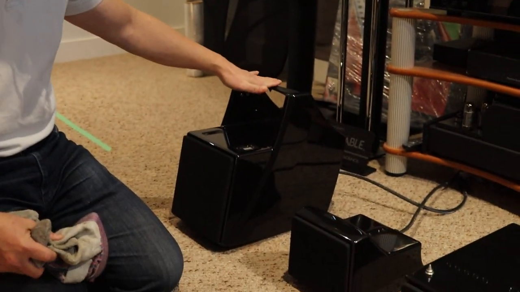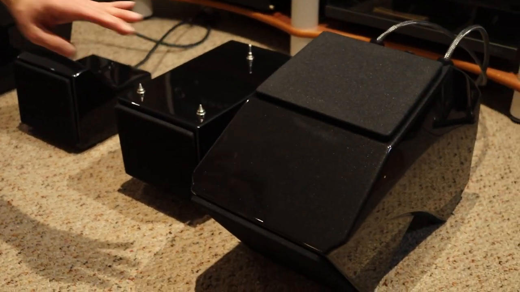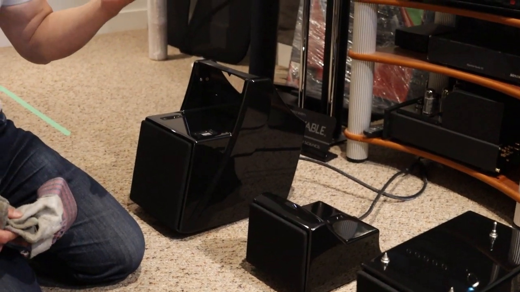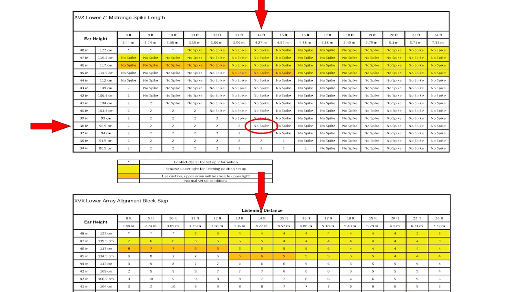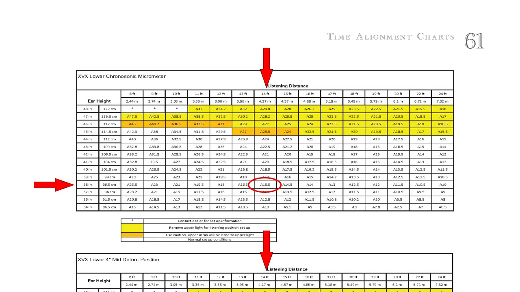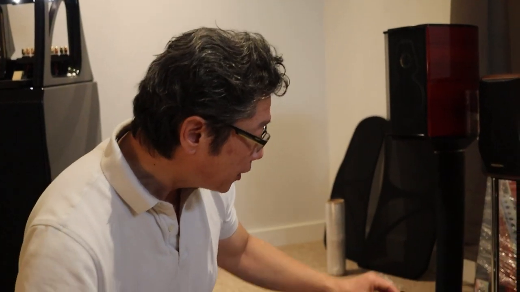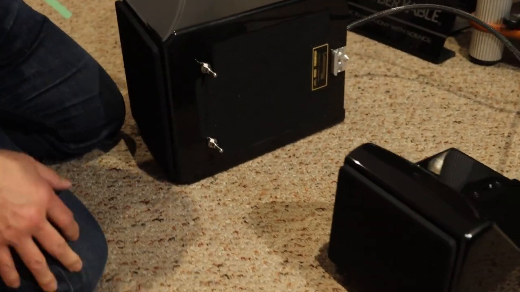This is the lower mid-range module, mid-range, tweeter, and an upper mid-range module. Depending on how high your ears are from the ground, and how far the speakers are from your listening position, in the back of the manual there are different graphs that, once you identify those two variables, will tell you exactly what spike to use and how far you adjust everything. I'll get into that a little bit later, but for now, we've already inserted some of the spikes.